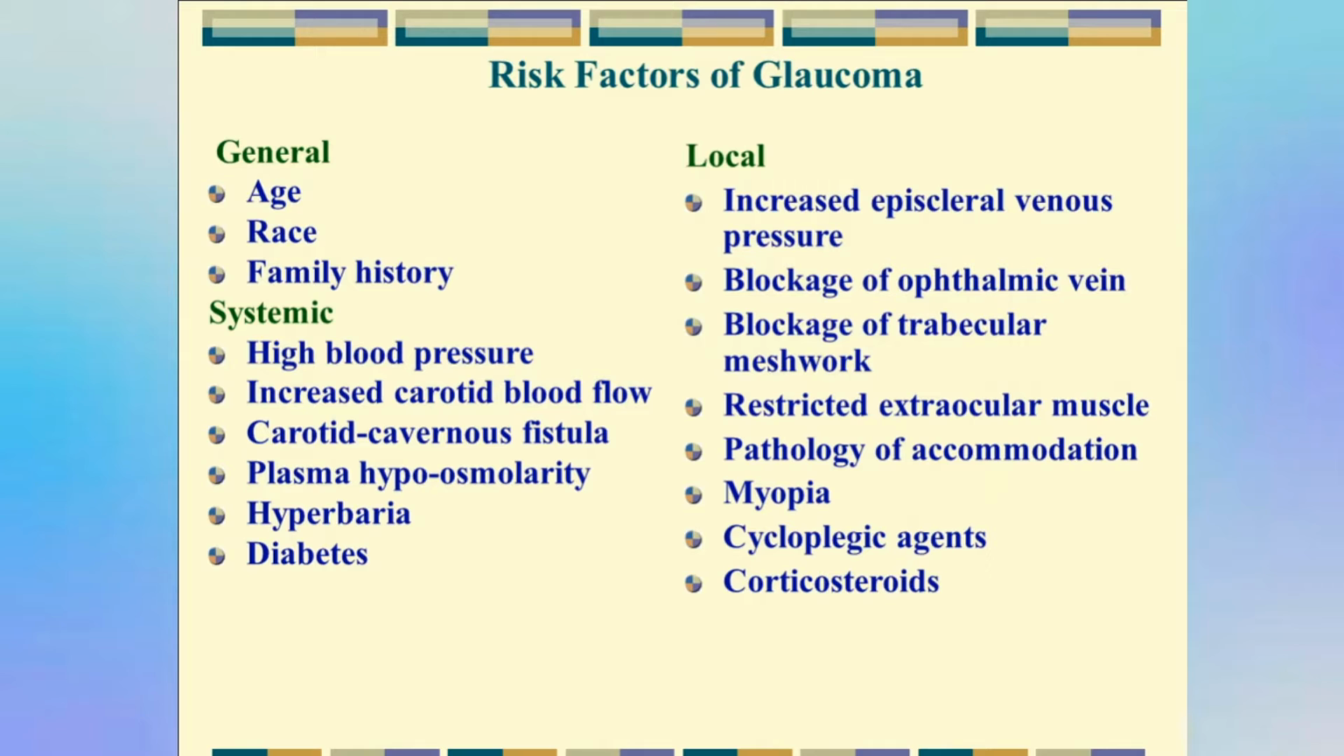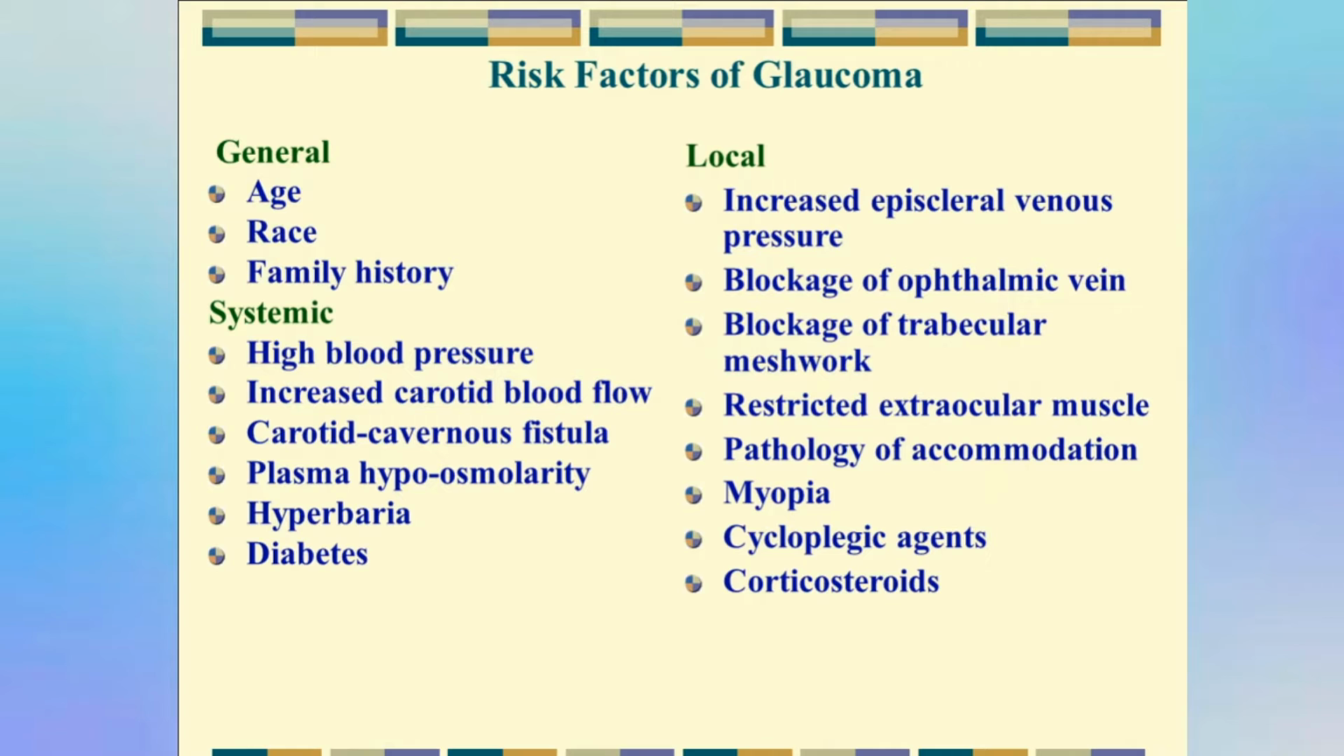As for Chinese people, we can often diagnose closed angle glaucoma. Family history, of course, is important, because if parents or grandparents have glaucoma, then our patient can also have glaucoma. Systemic risk factors are also essential: high blood pressure, increased carotid blood flow, carotid cavernous fistula, plasma hyposmolarity, hyperbaria, diabetes mellitus.